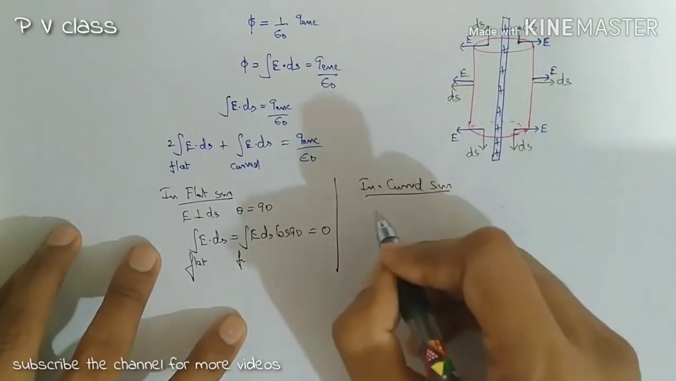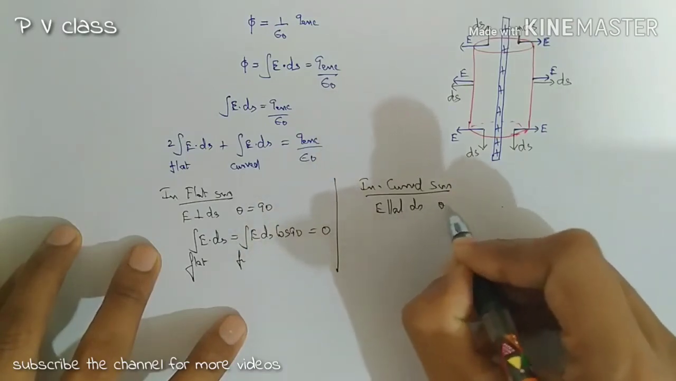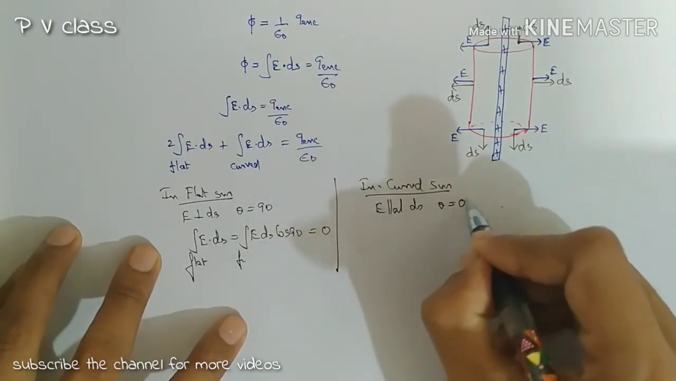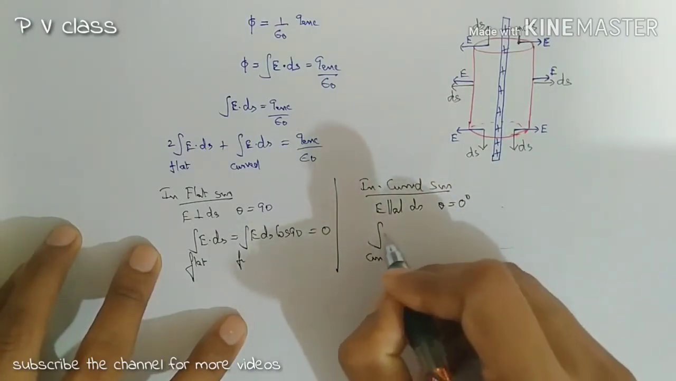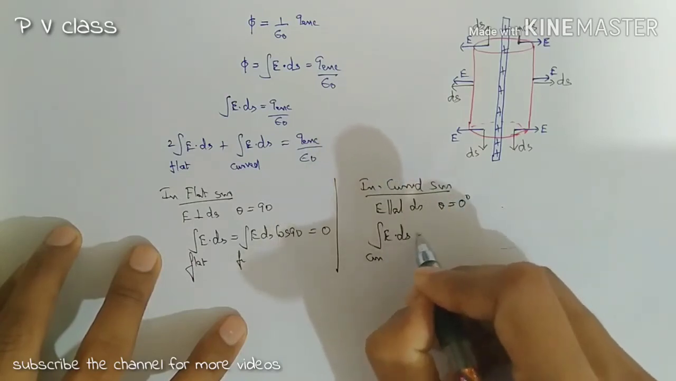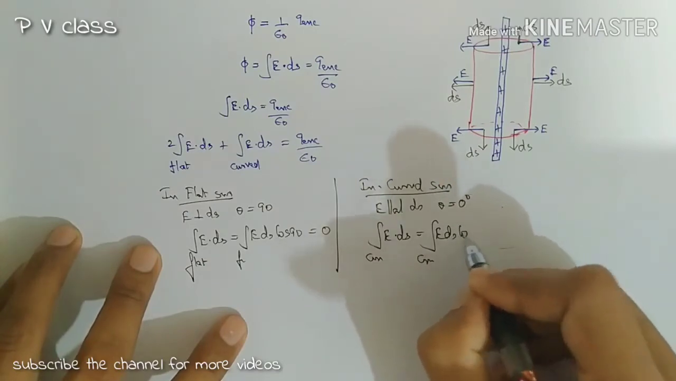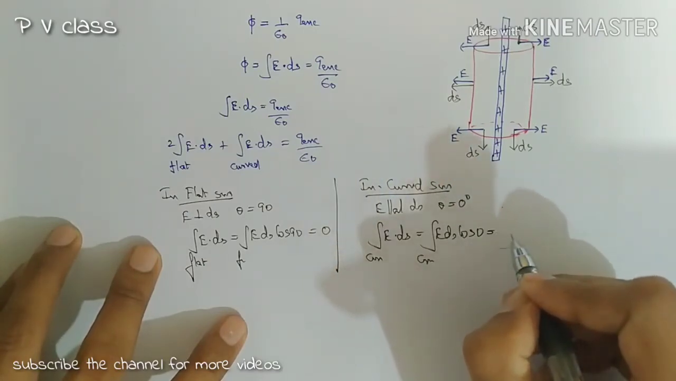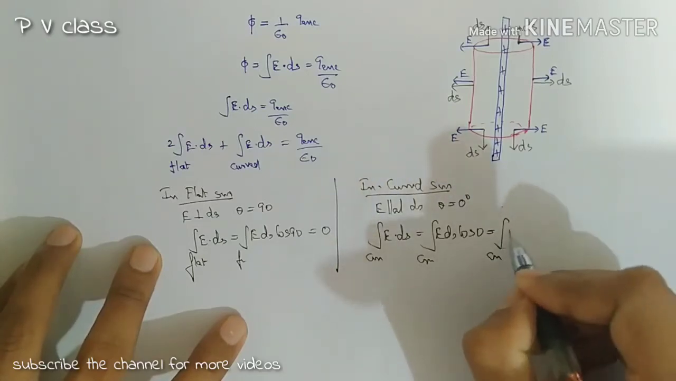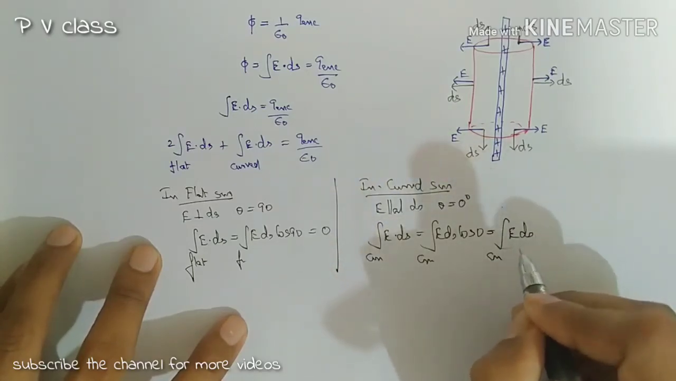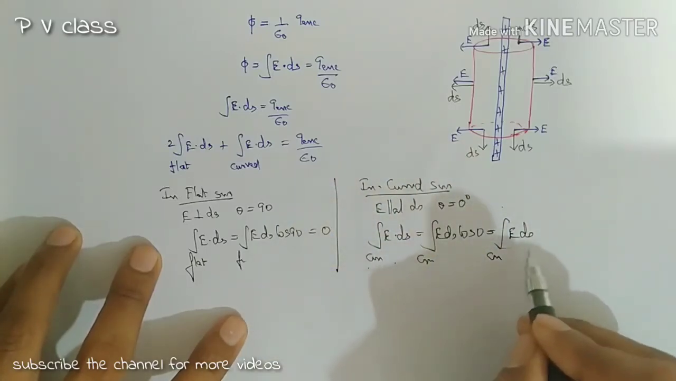They are parallel. Therefore E is parallel to ds, that means the angle is 0 degrees. If the angle is 0 degrees, integral curved E dot ds will become integral curved E ds cos 0. The value of cos 0 is 1, therefore E ds into 1, that is integral curved E ds. That means, in short, integral curved E dot ds is integral curved E ds.